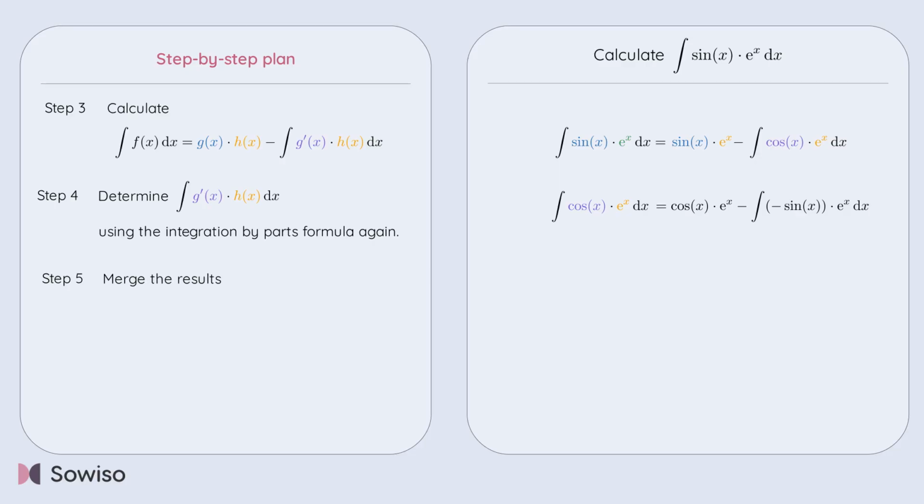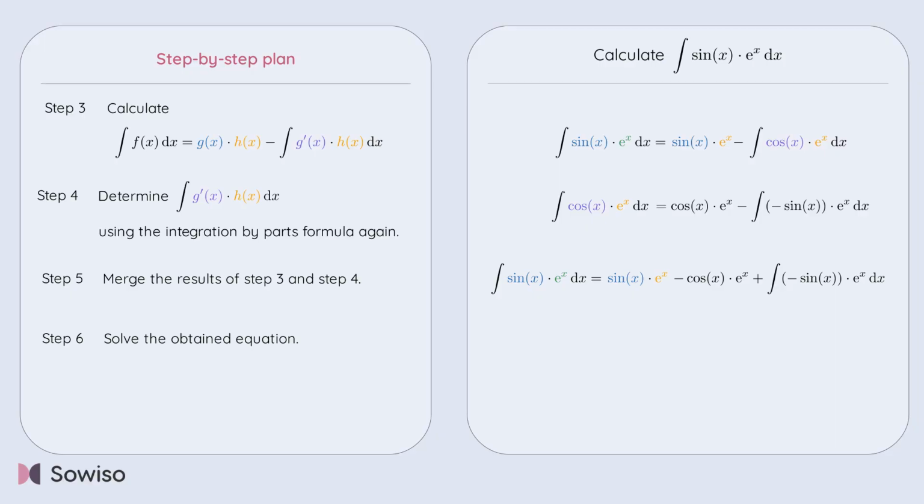Step 5. Merge the results of steps 3 and 4. Then, the integral of sine of x times e to the power of x is given by sine of x times e to the power of x, as found in step 3, minus cosine of x times e to the power of x, plus the integral of minus sine of x times e to the power of x, as found in step 4.